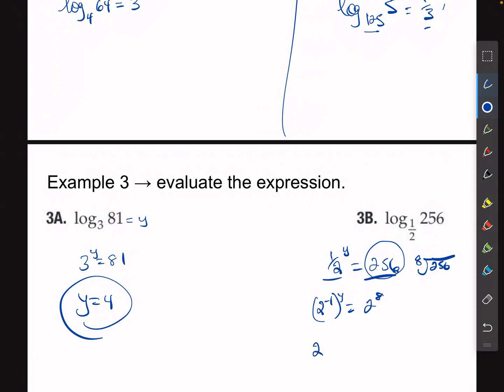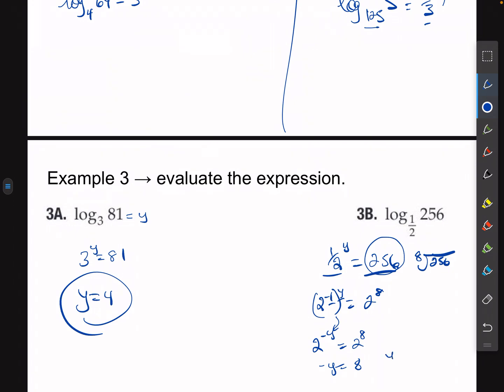So then I can write this as 2 to the negative y is equal to 2 to the 8, because negative 1 times y is negative y. Therefore, negative y is equal to 8. So y is equal to negative 8. And in your text, they might use y or they might use x when you're solving that. It doesn't really matter which one. It depends on how they look at it. I guess they don't even use an x or a y, so don't even worry about it.